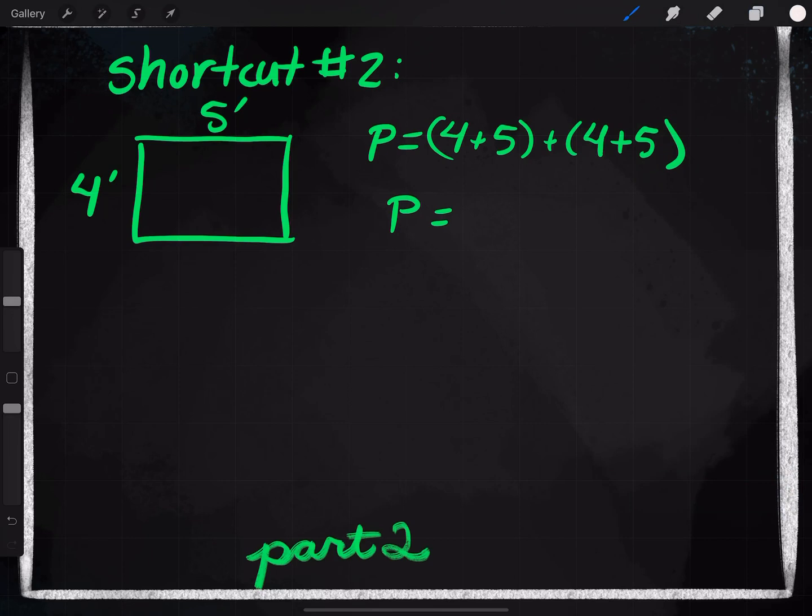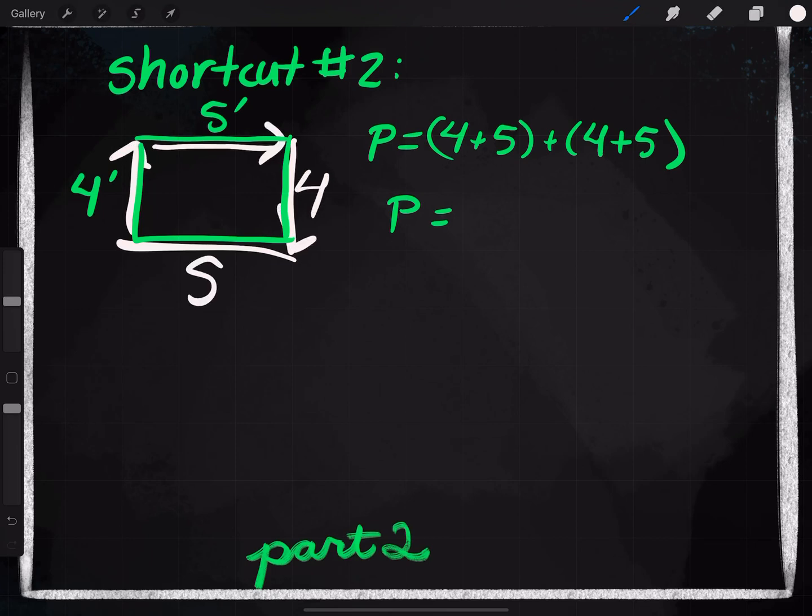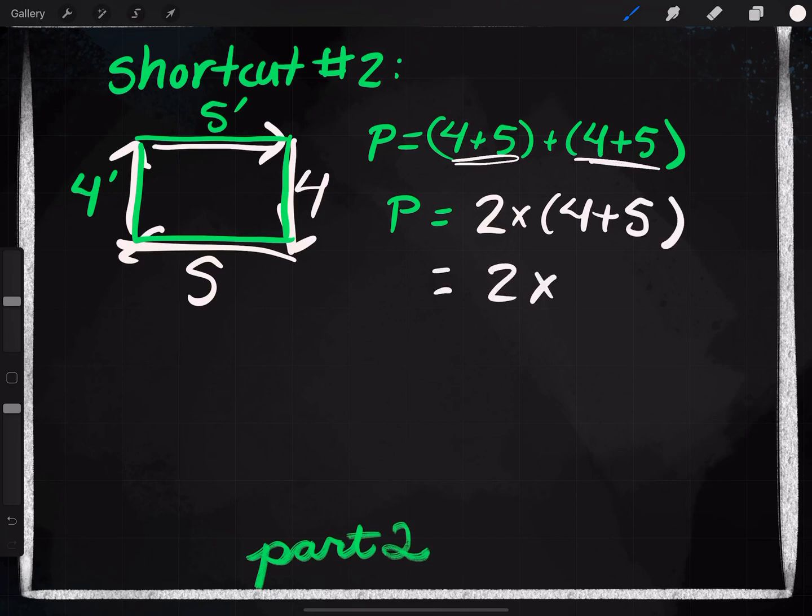So here the perimeter is 4 plus 5 plus 4 plus 5. So we added it in a circle. Okay, now 4 plus 5 is the same, so we can actually call this 2 times 4 plus 5. And then to solve that, we would just have it be 2 times this, which is 9. So our perimeter is 18.